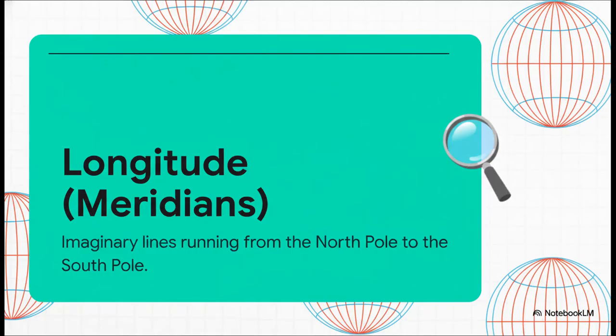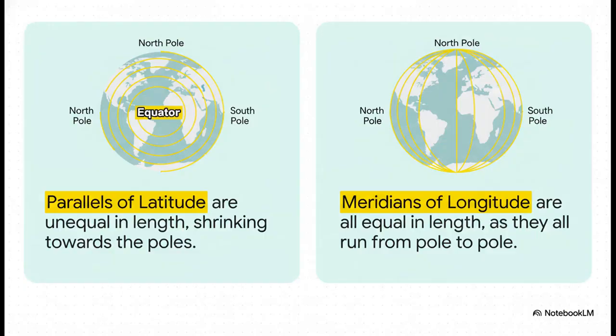So here's a key difference. Those latitude lines were full circles that got smaller and smaller. But these longitude lines, they're all half circles. The best way to picture it is like the lines on a peeled orange. They all start at the top, run down the side, and meet up again at the bottom. They all connect at the north and south poles. And this is a really, really important difference to remember. The parallels of latitude are all different lengths, right?